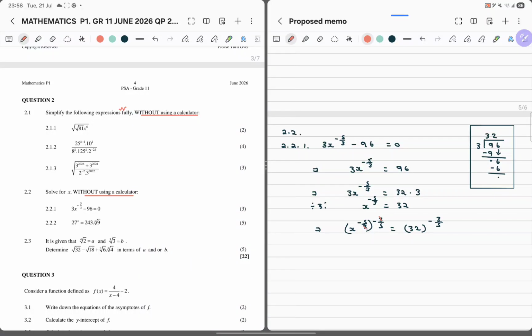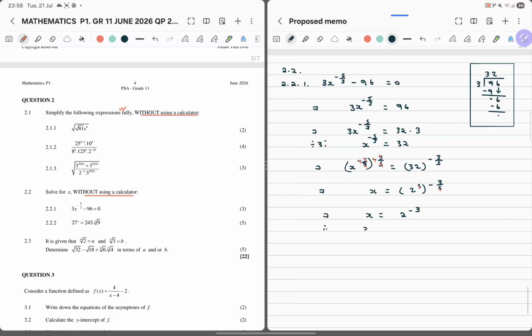Now the nice thing is that the 3 takes the 3, the 5 takes the 5, the negative takes the negative. So we get x alone is equal to, we can do something about this. This is 2 to the exponent 5 into minus 3 over 5. Now when we distribute this, we get it nice and easy. So this implies that our x is going to be 2 to the minus 3. And therefore, when you convert to positive exponents, x is going to be 1 over 8. Nice and easy.